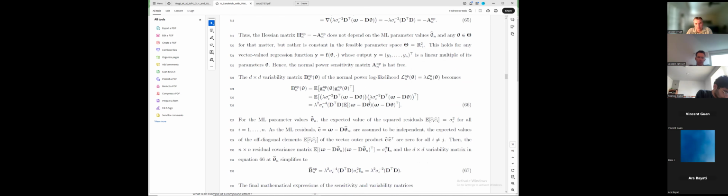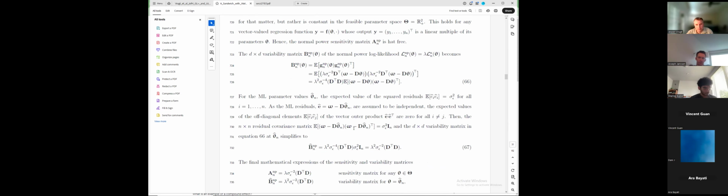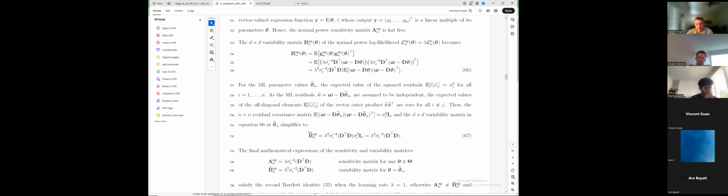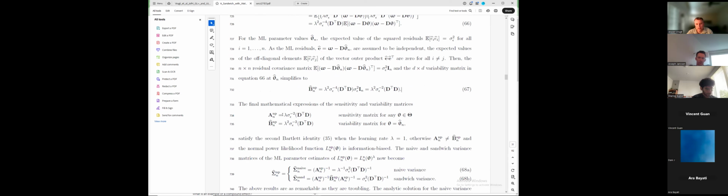So for my MAP parameter values for theta n hat, this difference should be sigma square epsilon. So if you work that out, that means that for your maximum likelihood parameter values, your variability matrix is equal to this. So here's a summary: for your maximum likelihood parameter values, your sensitivity matrix is this, and this is your variability matrix. Now I can enter those in my naive variance estimate and in my sandwich variance.